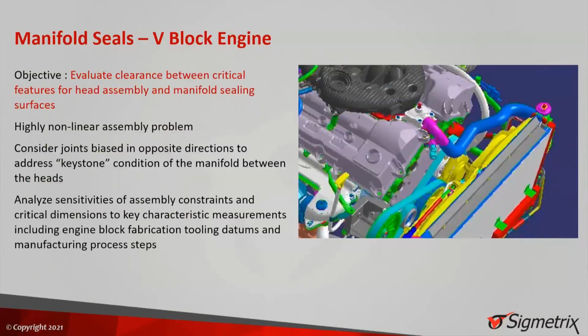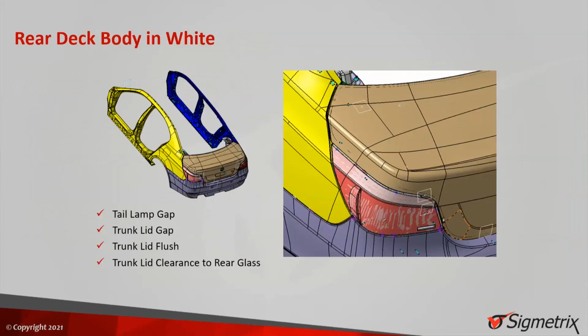And this is engine packaging, so you can see the engine room. There are many cases where you can use this tool to do the analysis. It is a typical 3-dimensional tolerance stack, right? Okay, this is the body in white, so you can measure the gap and also the flush, right, between the trunk and the lamp.